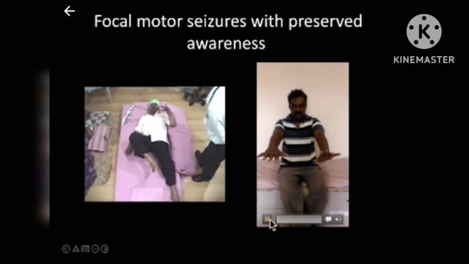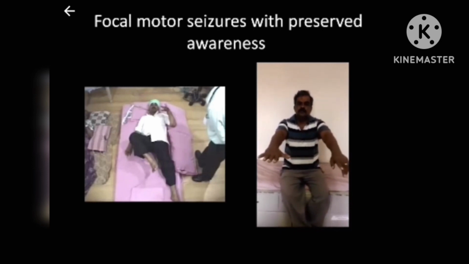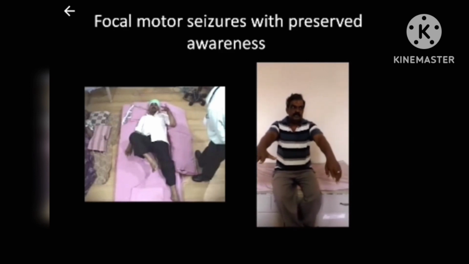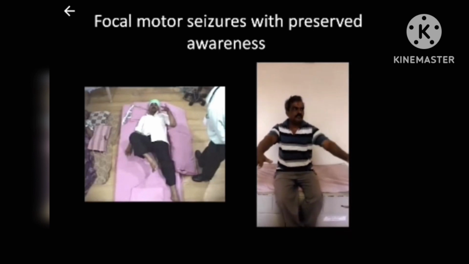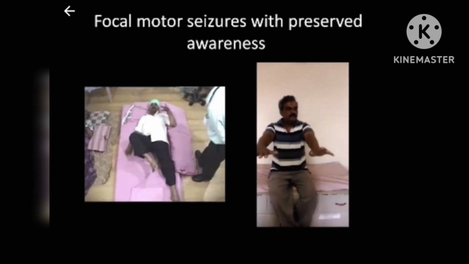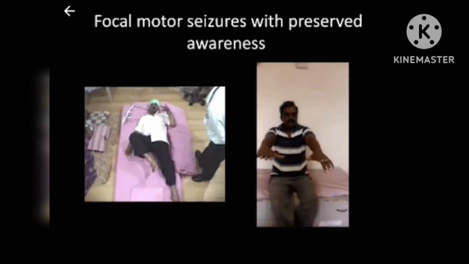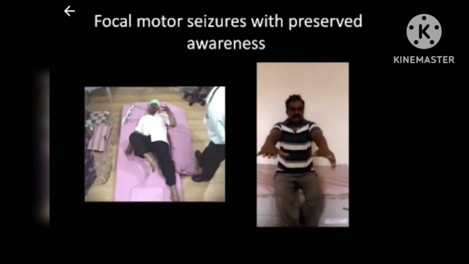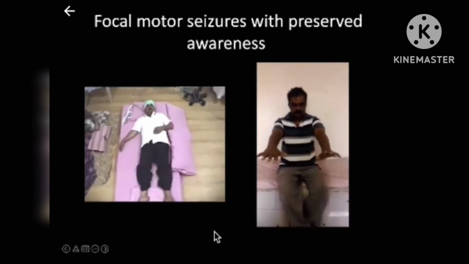Another example. You can see his hand. These are myoclonic jerks of the hand, intermittently coming. And he's aware, he's fully conscious, he's talking to me. He's saying it's automatic, he's not able to control it because it's happening. So that's what is called a focal seizure. It is motor because there's a motor movement. And he's aware because he's talking to me. And so that's a focal seizure, right?